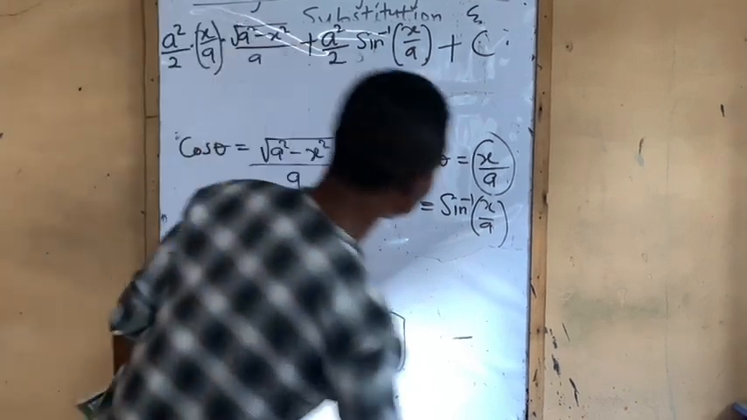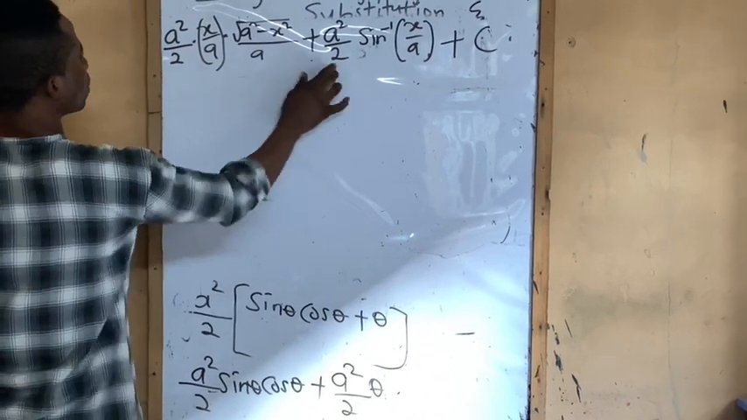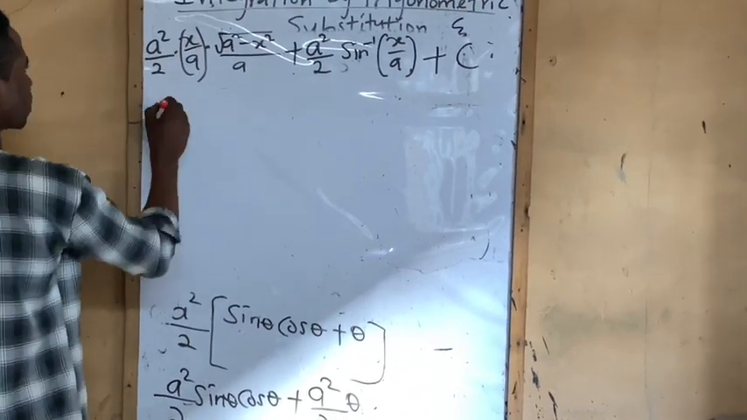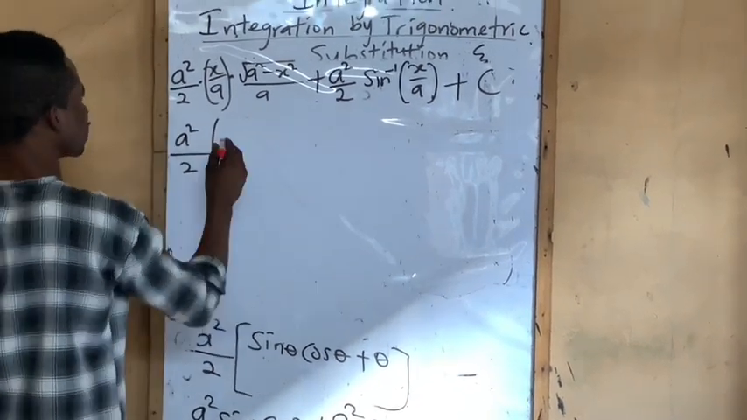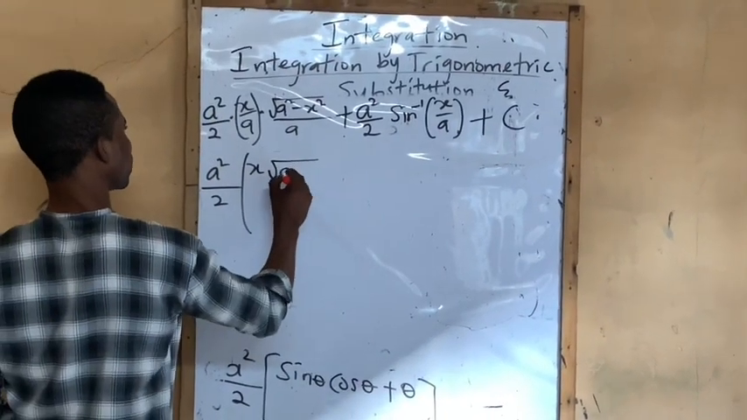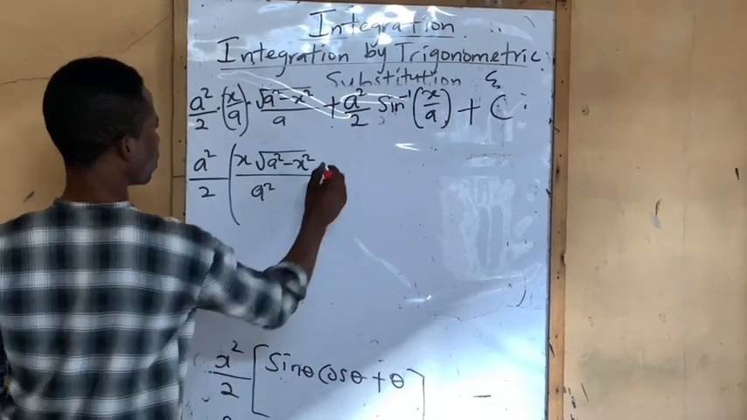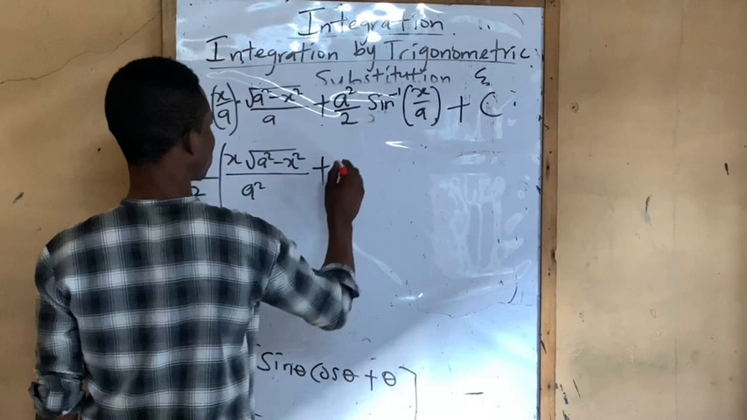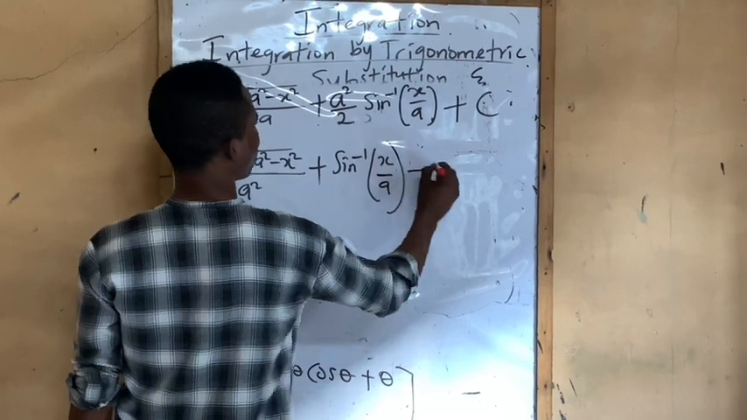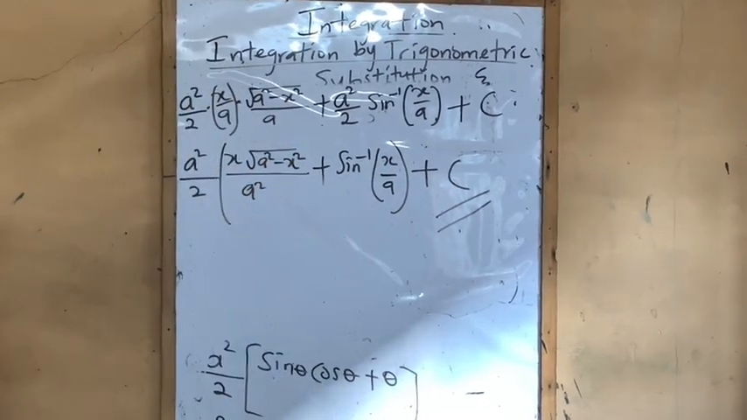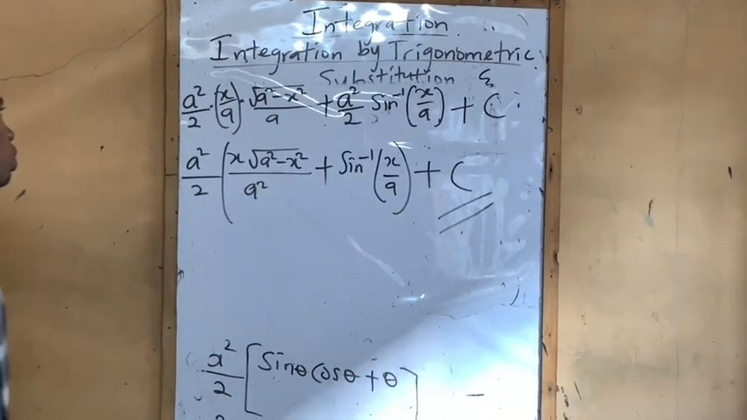But in case you want to simplify further, there is something that is common here. What is common to both? This is common, a squared all over 2. That means a squared all over 2 into bracket x times the square root of a squared minus x squared all over a squared, plus inverse sine of x all over a, everything plus C. So that is the first example. What is the answer for that number 1?